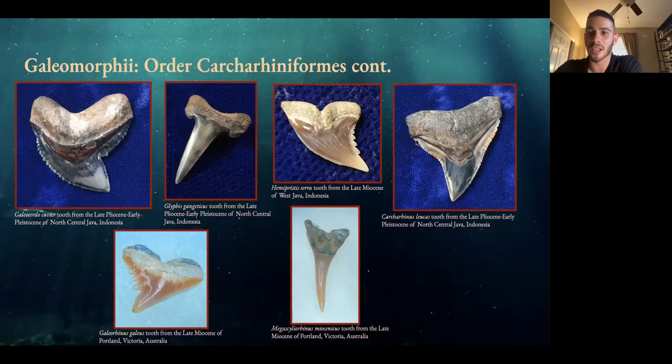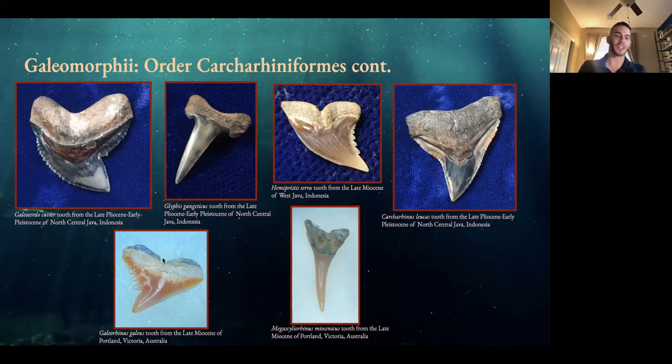We have the Carcharhinus leucas. This is your bull shark tooth, which can also inhabit freshwater territories. And this is kind of your basic body plan for most carcharhinid teeth. Just that more flat, serrated, generalist type cutting dentition.